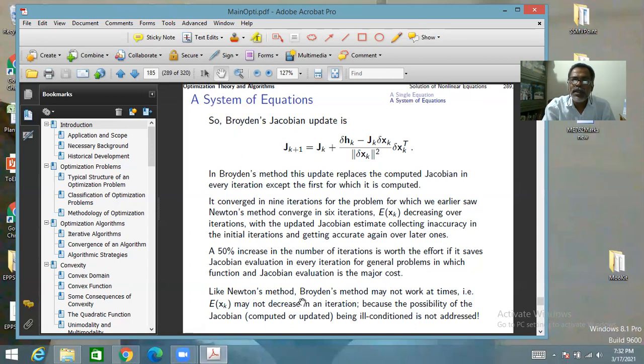so like Newton's method, Broyden's method also does not have global convergence because nothing was done to handle ill conditioning. Okay, the error norm may not decrease in some iterations, and it may keep on increasing and go unbounded up, which will be very sad. So such things can happen in Broyden's method also.